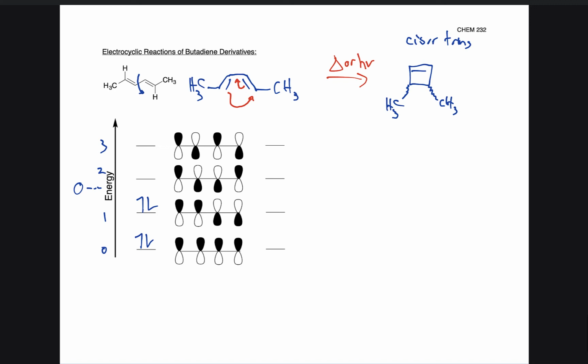If we're thinking about heat versus light, let's think about heat first. This is the situation. Light is going to react with it differently, but with heat, everything reacts as is. To get this reaction to take place, to make a new bond, for these pericyclic reactions to occur, we need direct overlap of the p orbital.